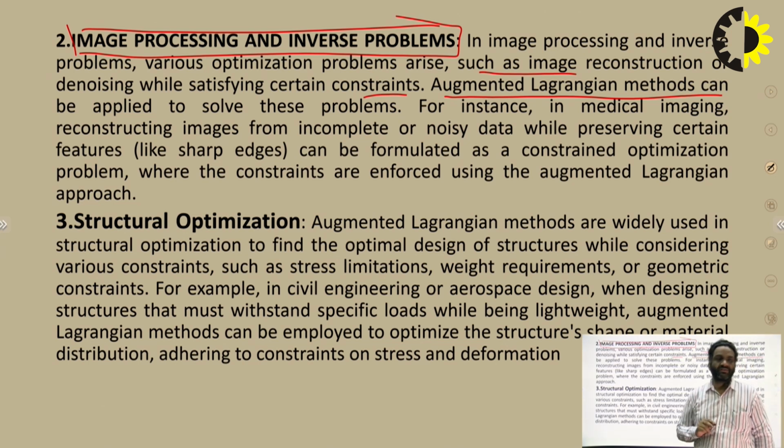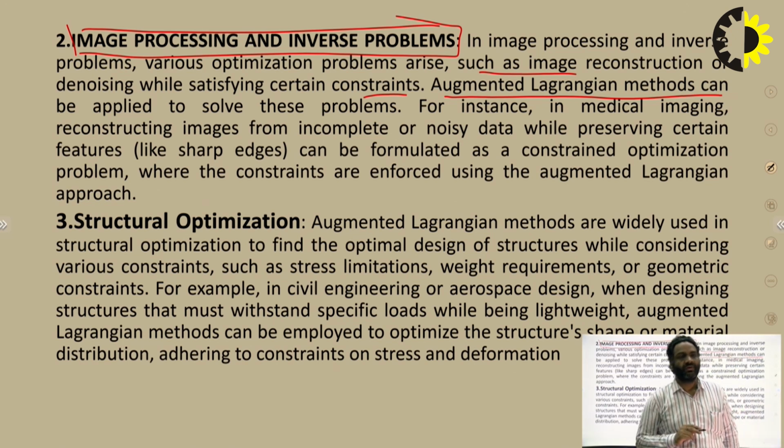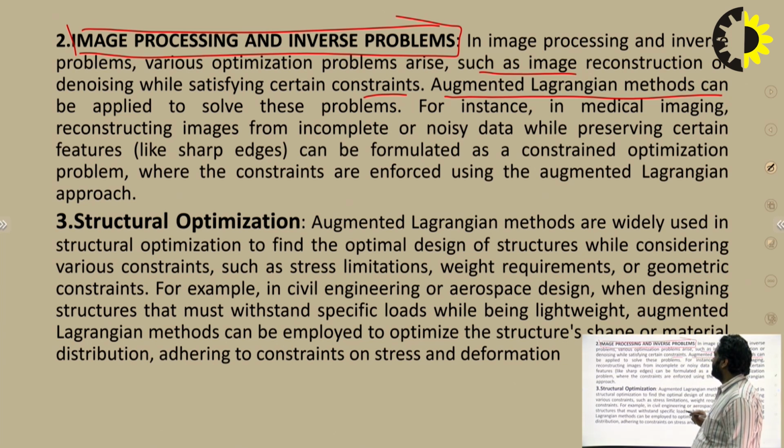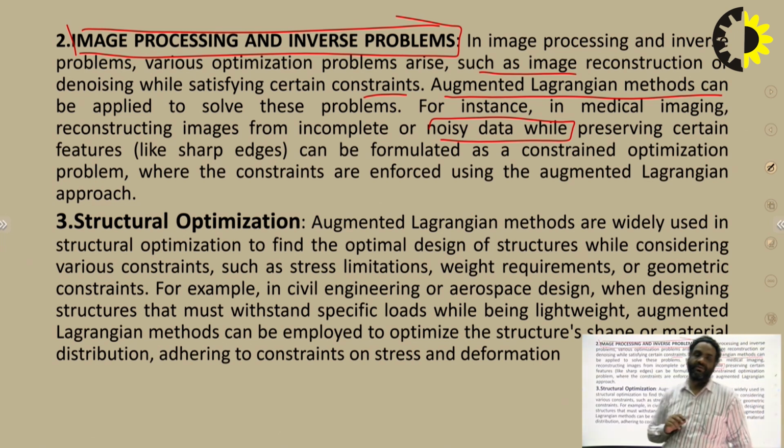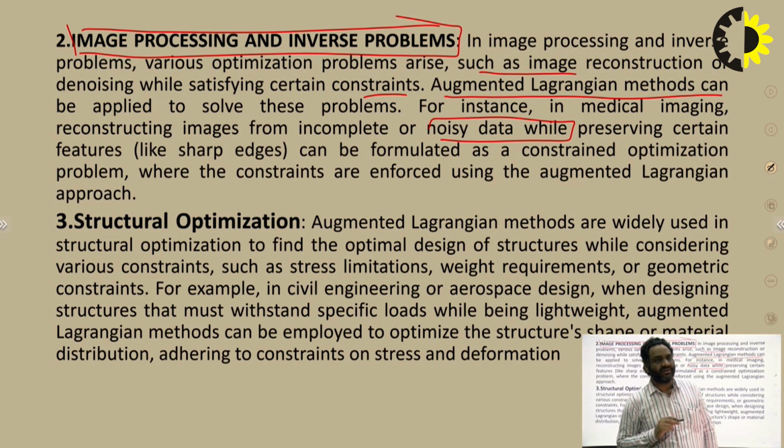So this is our first requirement through which we can solve this one. For instance, in medical imaging, reconstructing images from incomplete or noisy data while preserving certain features like shape and edges can be formulated as a constrained optimization problem where the constraints are enforced using the augmented Lagrangian approach. So this is the second field where we are using optimization techniques.